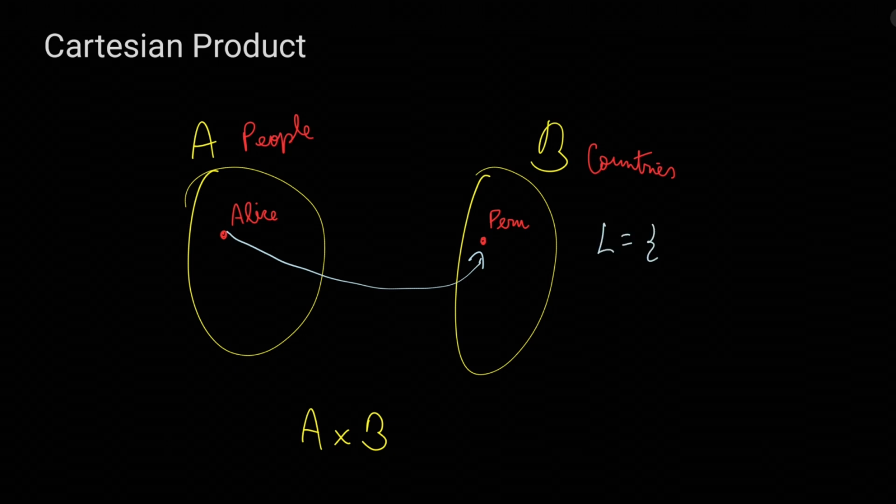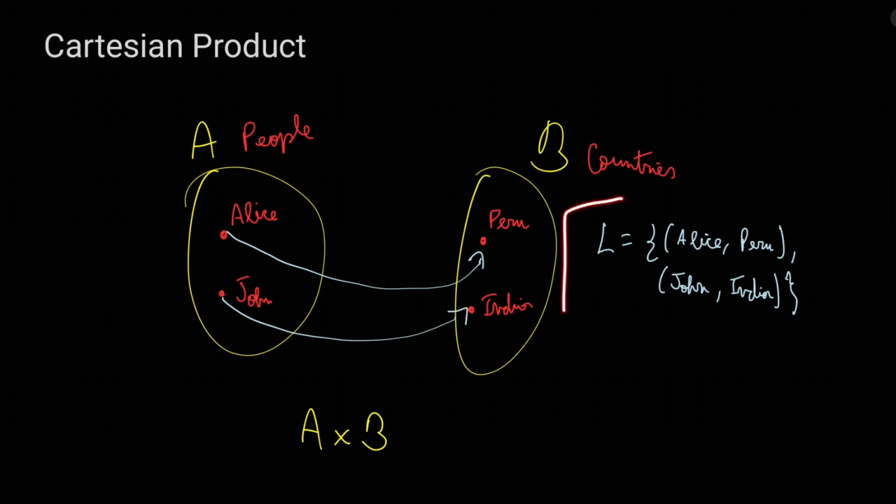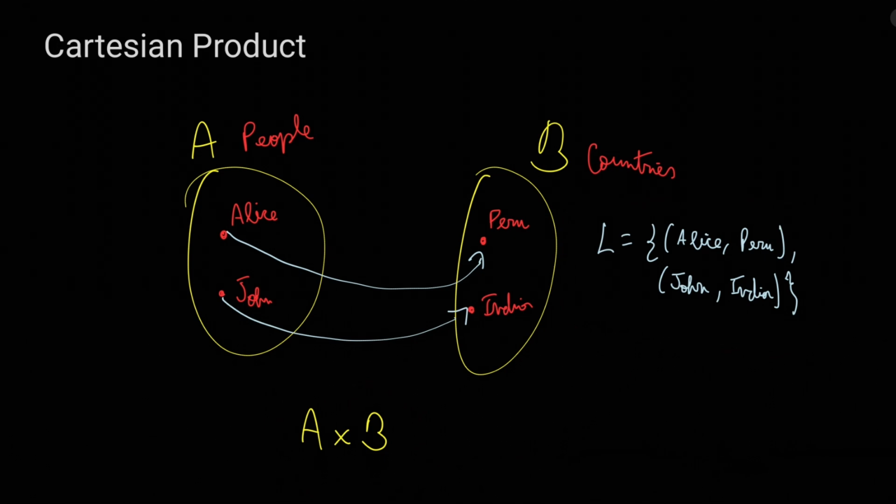So you could have L be the set which represents the relation "lives in," of ordered pairs: (Alice, Peru), and maybe (John, India). And this is actually a subset of the cross product. This, by the way, is the foundation of databases. A table of rows is really a subset of a Cartesian product of attribute sets.